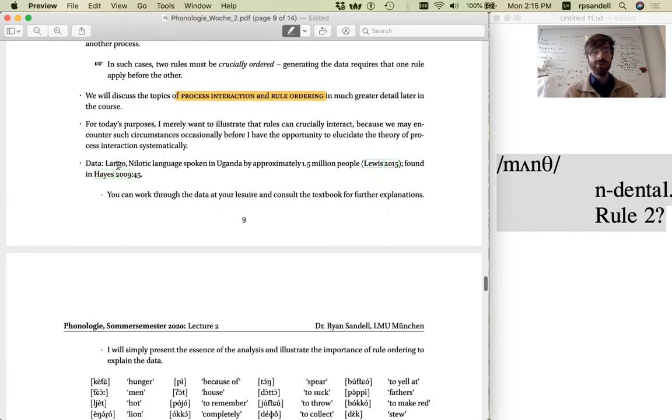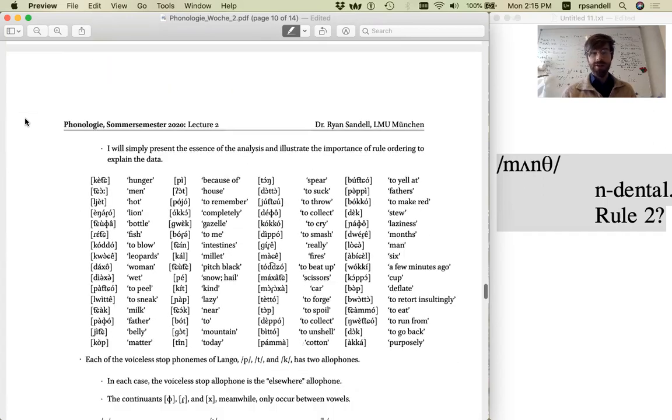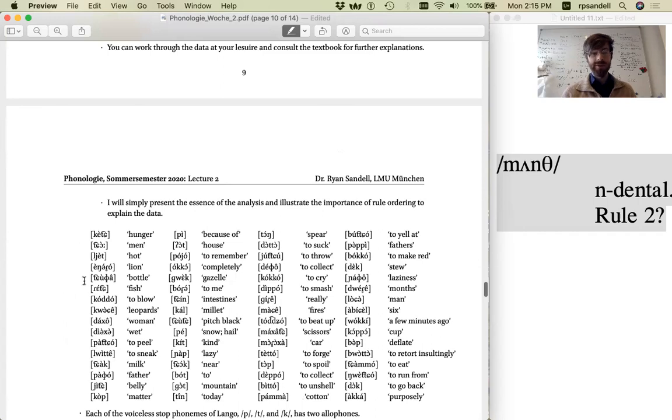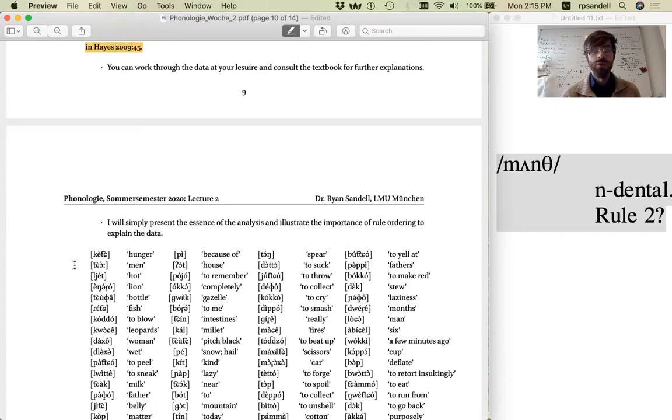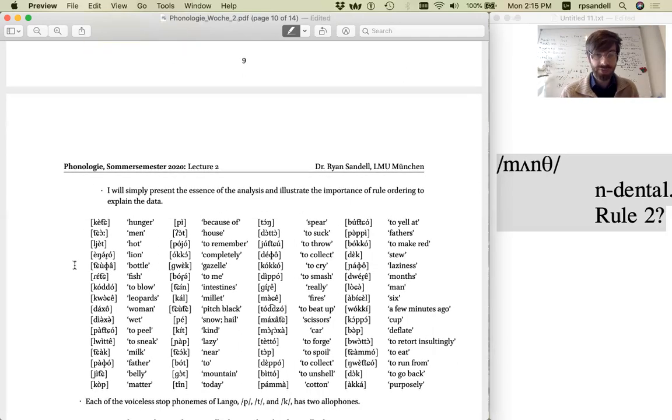So the data here you can find in your textbook on page 45 from the Lango language, which is a Nilotic language spoken in Uganda. And here I simply show you all of this data. We're actually not going to work through all of the data. We're not going to carry out a phonemic analysis in detail here. I only want to discuss the part that is relevant in terms of rule ordering. You can try to work out the phonemic analysis yourself at home.